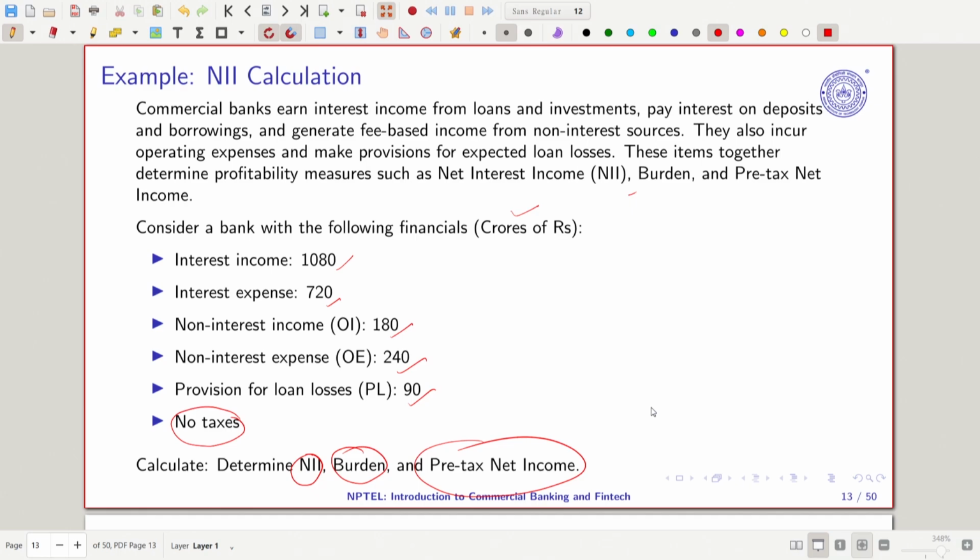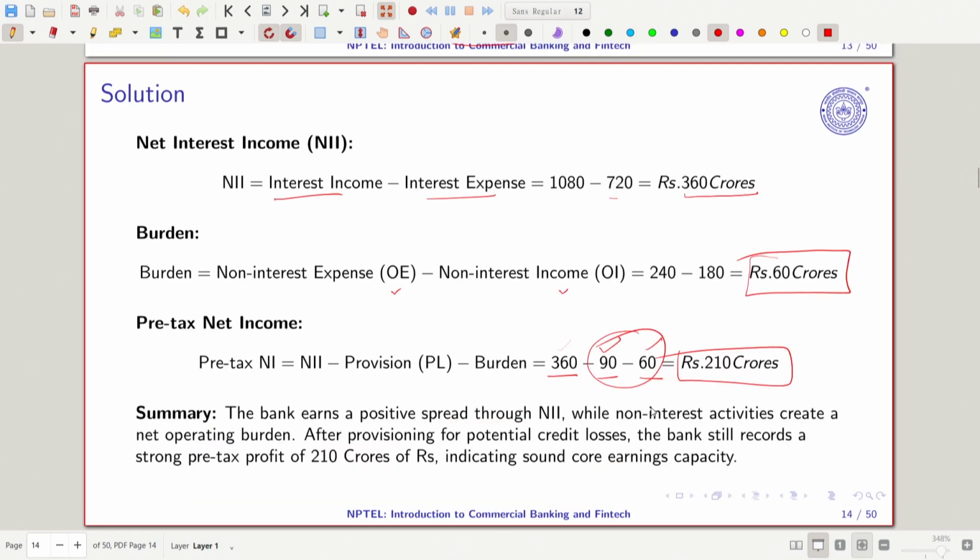In this course, we were discussing financial accounting. We discussed in the last session the balance sheet and income statement, and we touched upon how to calculate the net income of a bank, pre-tax net income, and we were solving some important conceptual questions. This was the question we tried to solve in the last session: given these details, how do you calculate the net interest income, burden and pre-tax net income? We solved this and found that we have 210 crore of pre-tax net income.